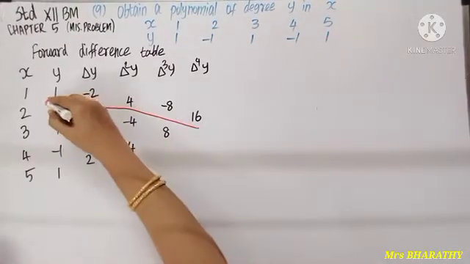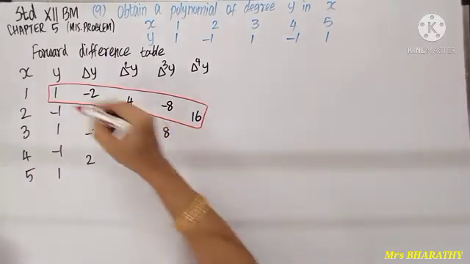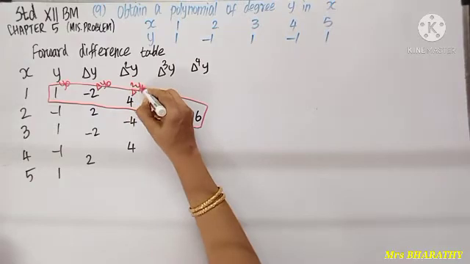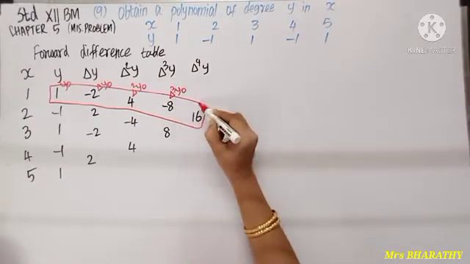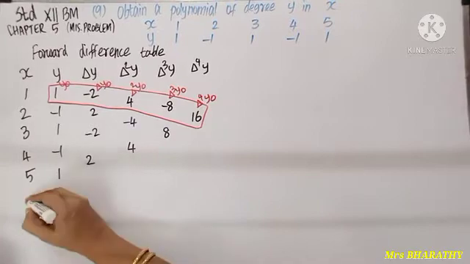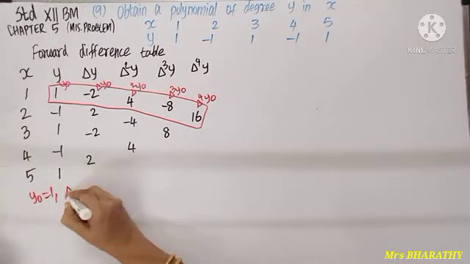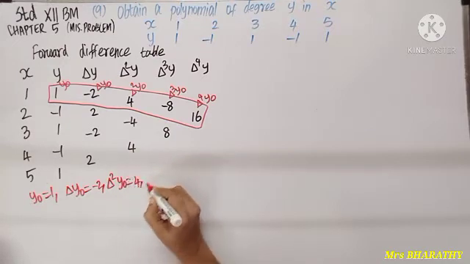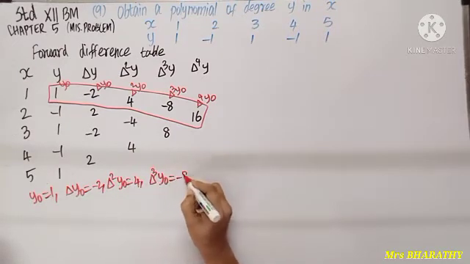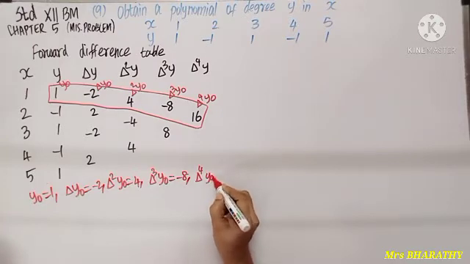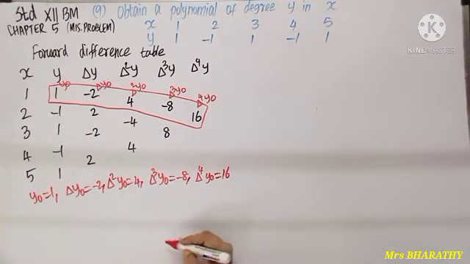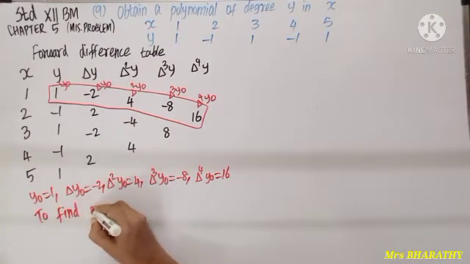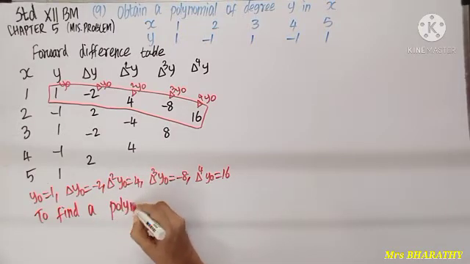As we box around, we call these values y0, del y0, del square y0, del cube y0 and del power 4 y0. Y0 is 1, del y0 is minus 2, del square y0 is 4, del cube y0 is minus 8, del power 4 y0 is 16. To get the polynomial, we write x is equal to x itself.